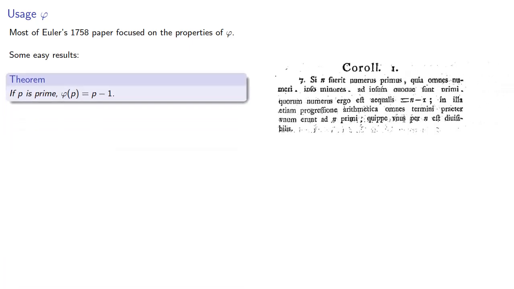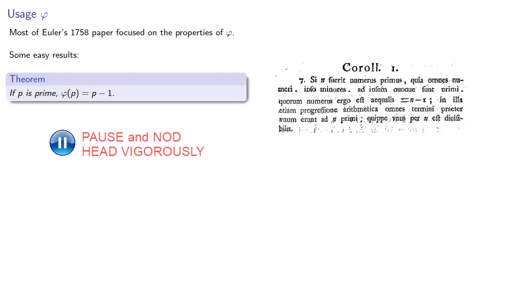Now, this is the fourth time Euler proved Fermat's theorem, although Euler extended the result so much that it can't properly be called Fermat's theorem anymore, and we typically refer to it as the Euler-Fermat theorem. Most of the 1758 paper was actually focused on the properties of this phi function. And there are some easy results. So if p is prime, then phi of p is going to be p minus 1.